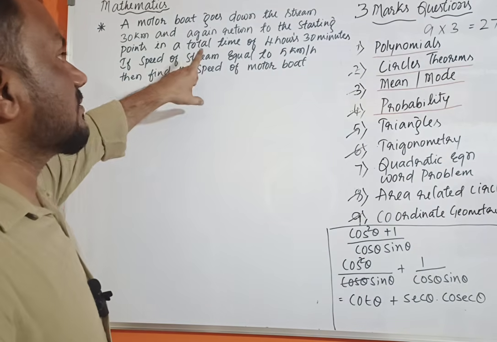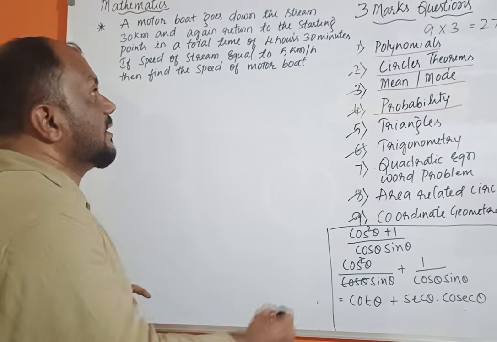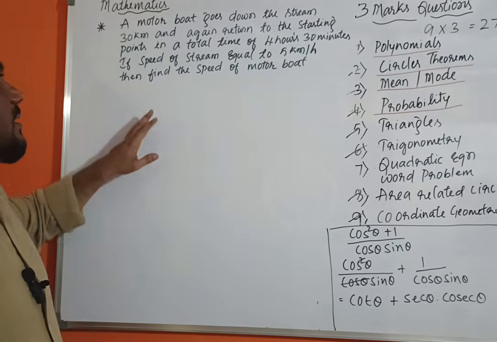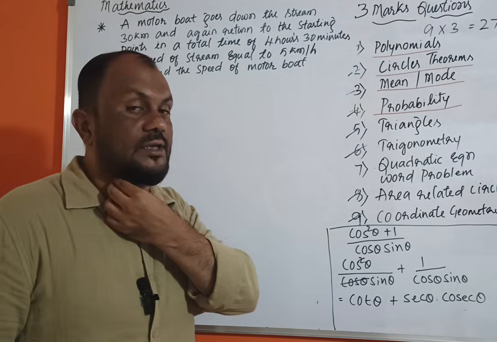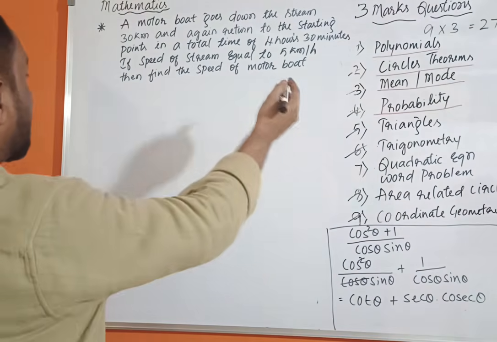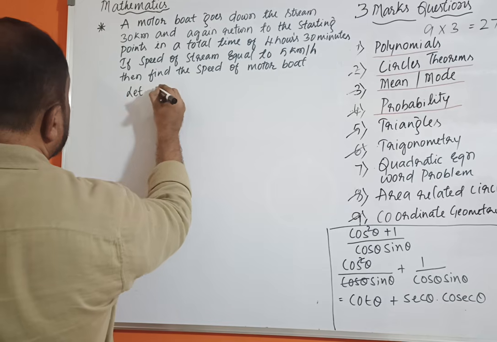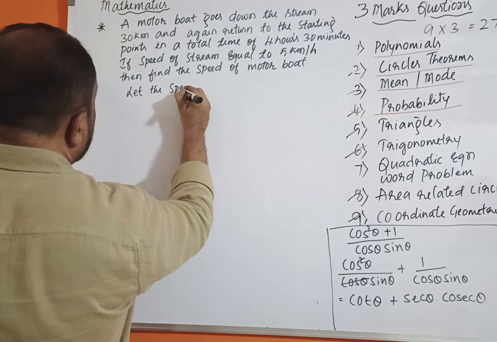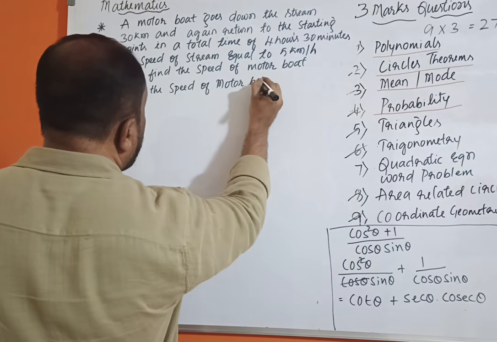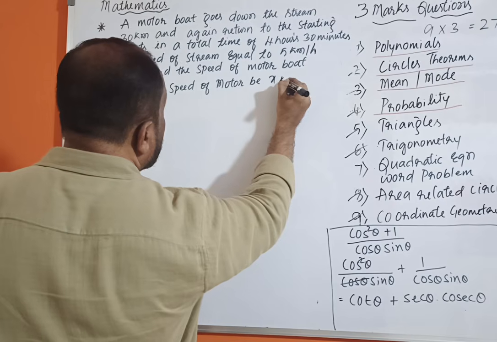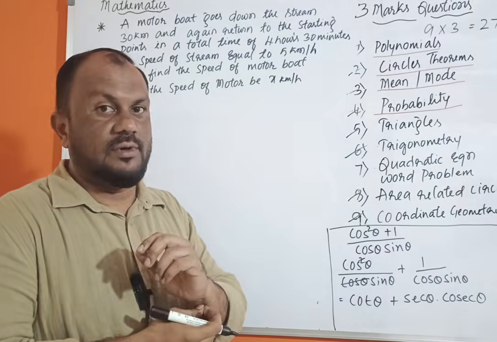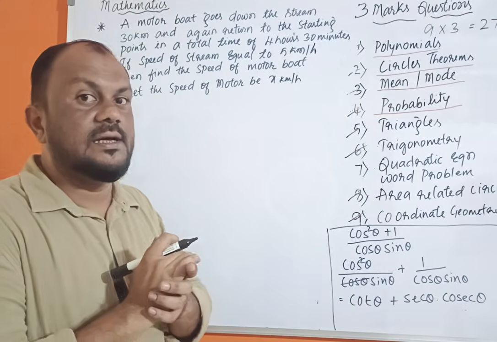Now, if the speed of stream is equal to 5 kilometers per hour, speed of stream is how much? 5 kilometers per hour. Then find the speed of motor. Okay. So we don't know the speed of motor. Let us consider, let the speed of motor be x kilometers per hour. So what is the speed of motor? x kilometers per hour. We need to find out. So we are choosing one variable, that is x.